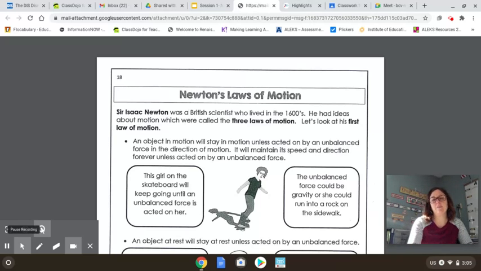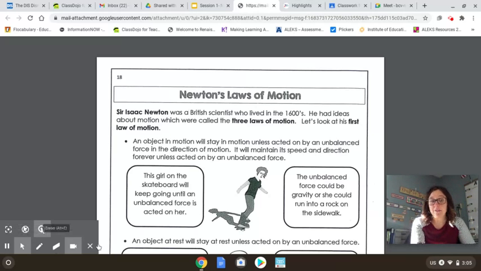So look at that picture of the girl on the skateboard that you see on your page. That girl on the skateboard is going to keep going and going until something makes her stop, be it the wind, be it a rock on the sidewalk, maybe her foot going down and pressing on the ground, but she will keep moving until something makes her stop.